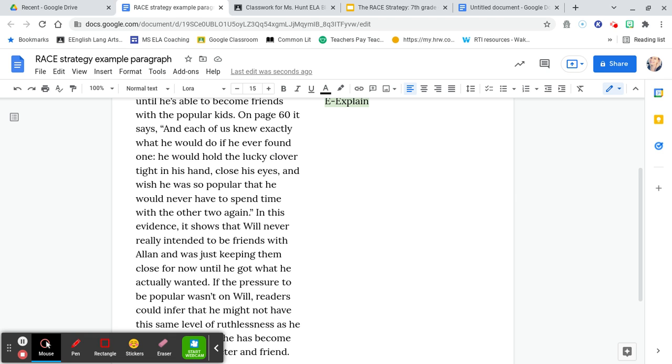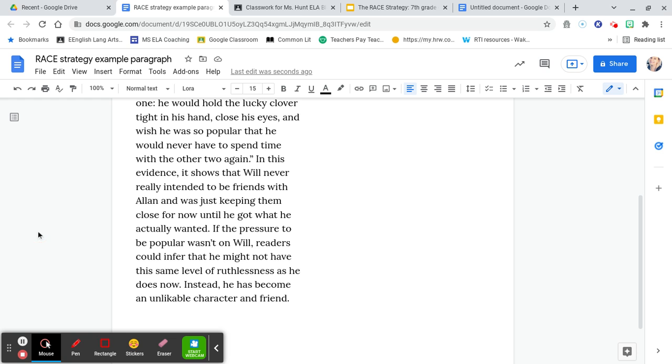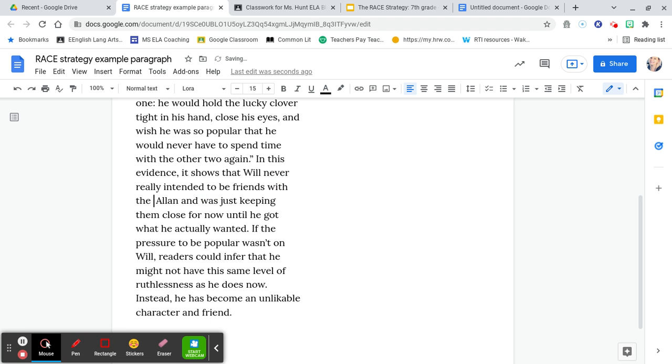In this evidence, it shows that Will never really intended to be friends with the Allens, and was just keeping them close for now until he got what he actually wanted. If the pressure to be popular wasn't on Will, readers could infer that he might not have had the same level of ruthlessness as he does now. Instead, he has become an unlikable character and friend.